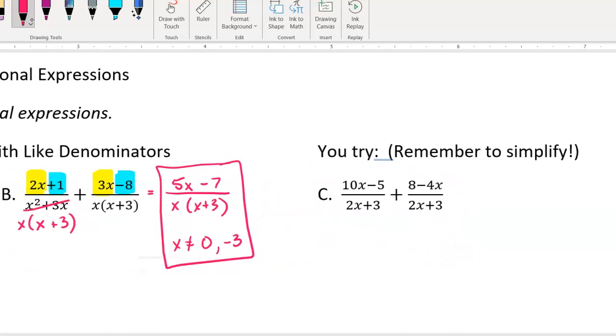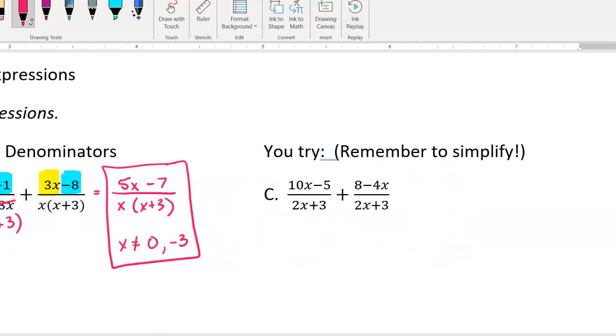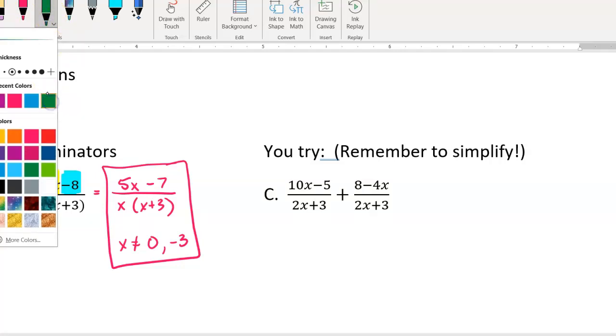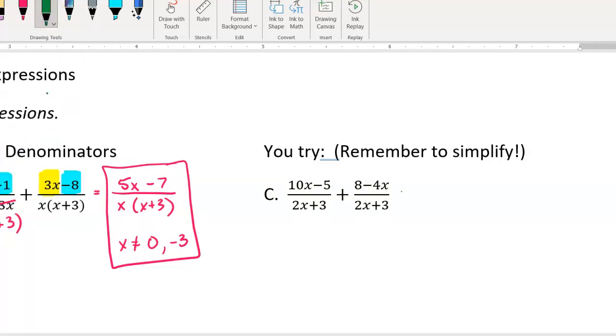All right, I want you guys to do the same thing for this next one. So I want you guys to add these two fractions and then also identify the values that x can't equal. So go ahead and pause the video and hit play when you're ready to check your answer. All right, let's see how you did.